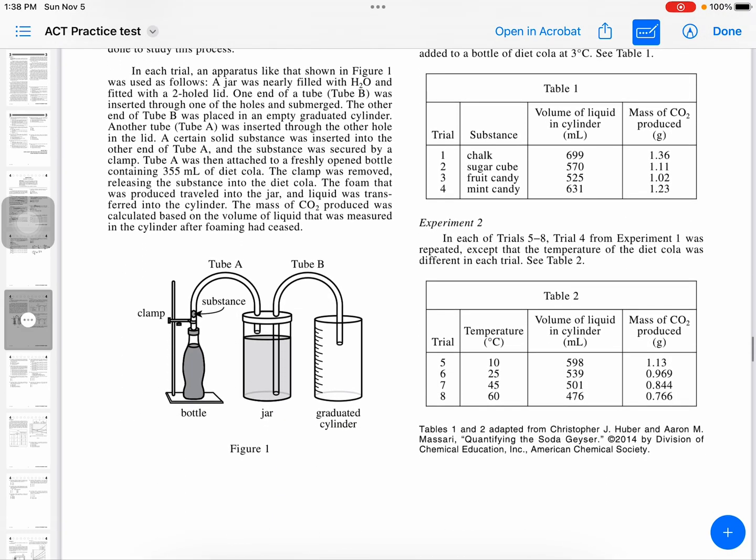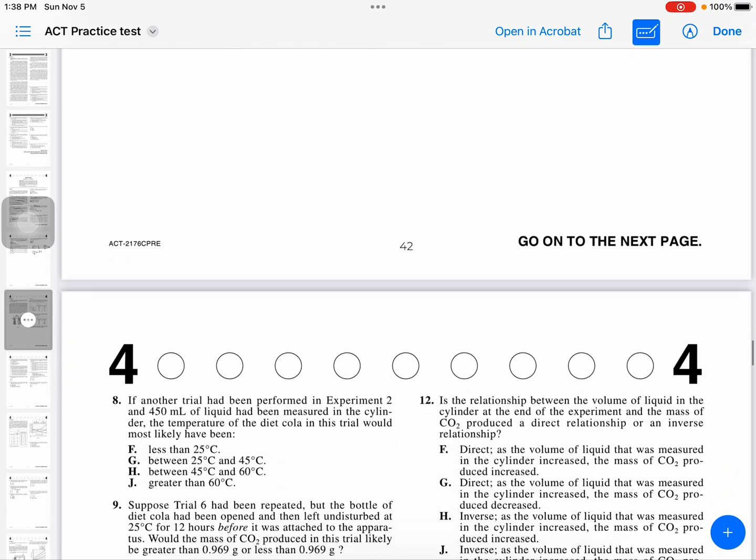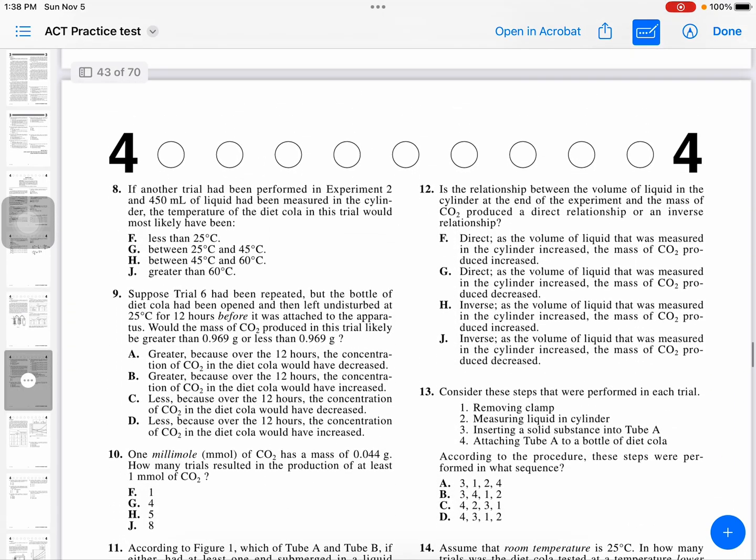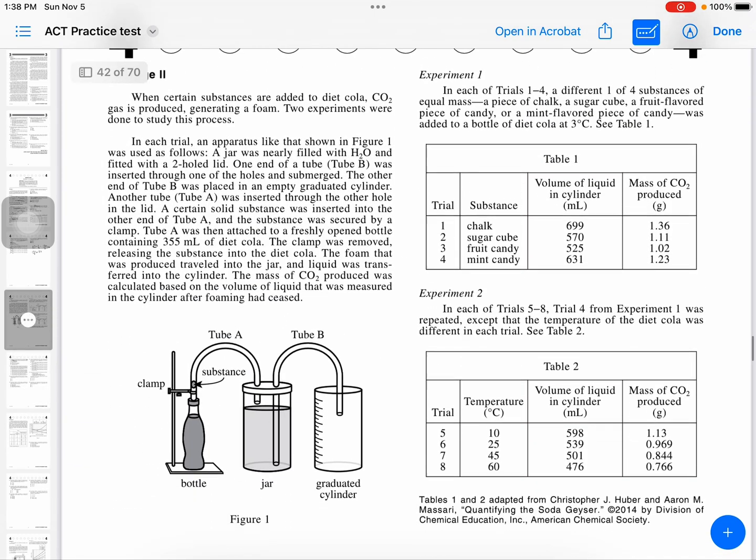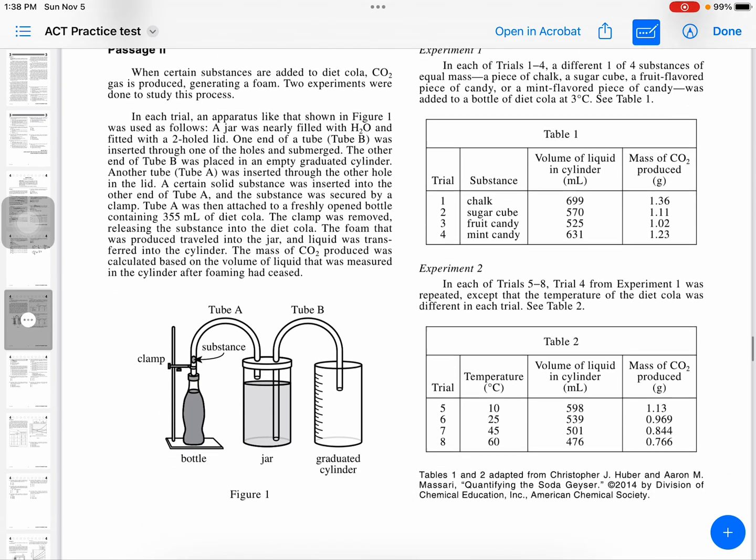Tables, and look at all these tables and things. I think it's best to go directly to the question so that we know what we're looking for. If another trial had been performed in experiment 2 and 450 milliliters of liquid had been measured in the cylinder, the temperature of the Diet Cola in this trial would likely have been, okay, we're looking at experiment 2, 450 milliliters, and then we want to know the temperature. Experiment number 2 is here.